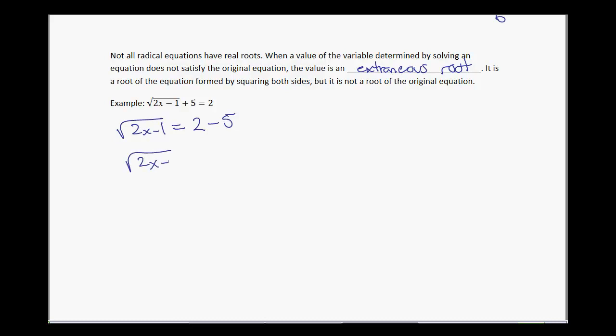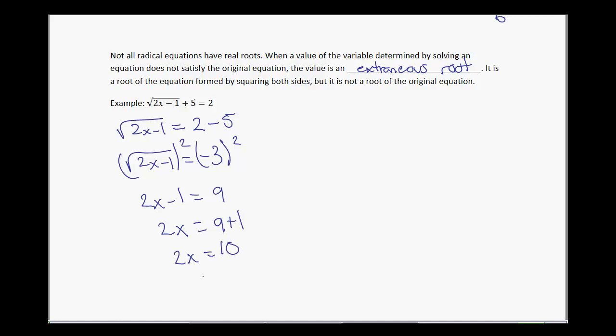Simplifying, we have √(2x − 1) = −3. Squaring both sides, we have 2x − 1 = 9. Solving for x, we get 2x = 9 + 1, so 2x = 10. Dividing, x = 5.